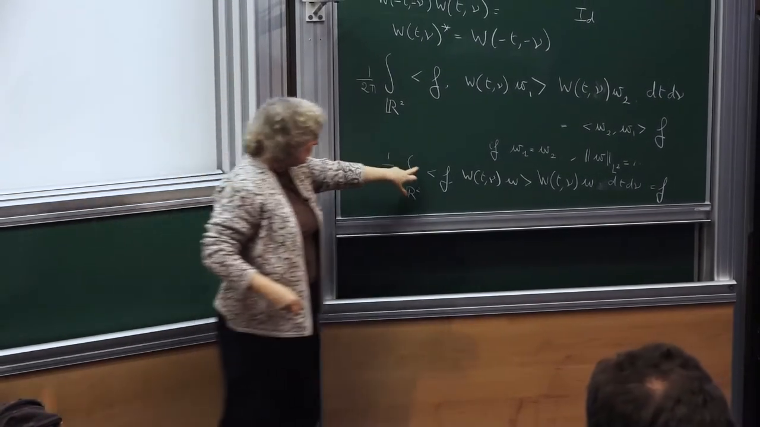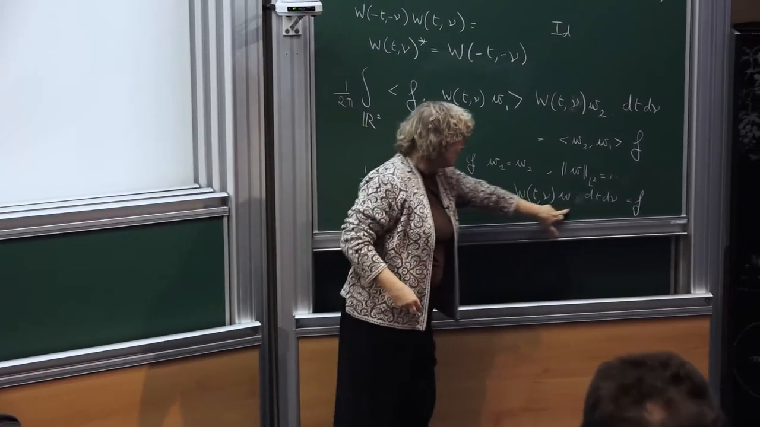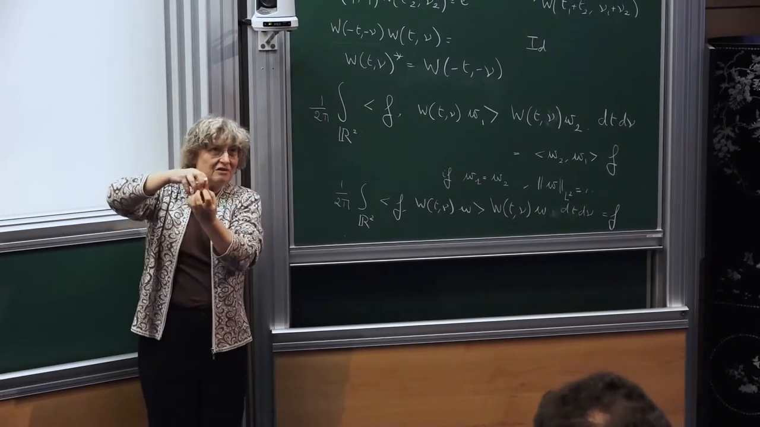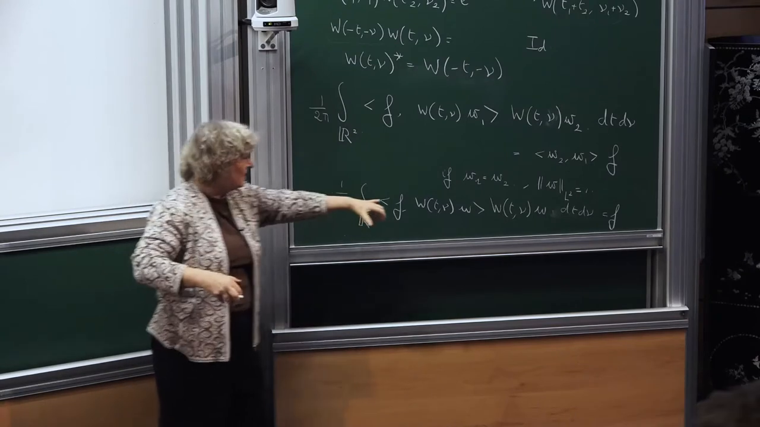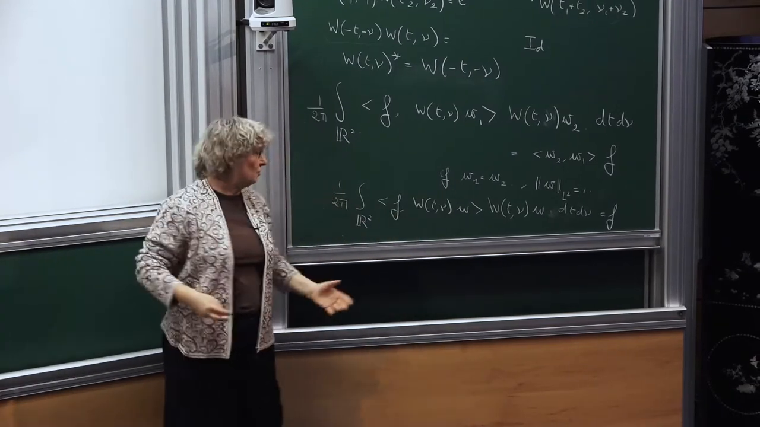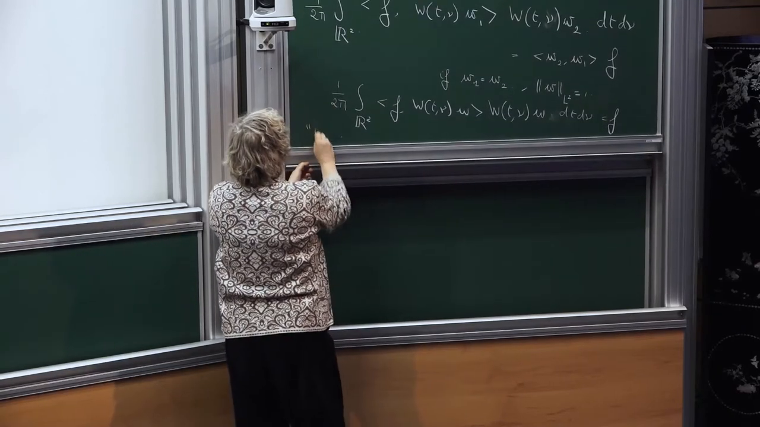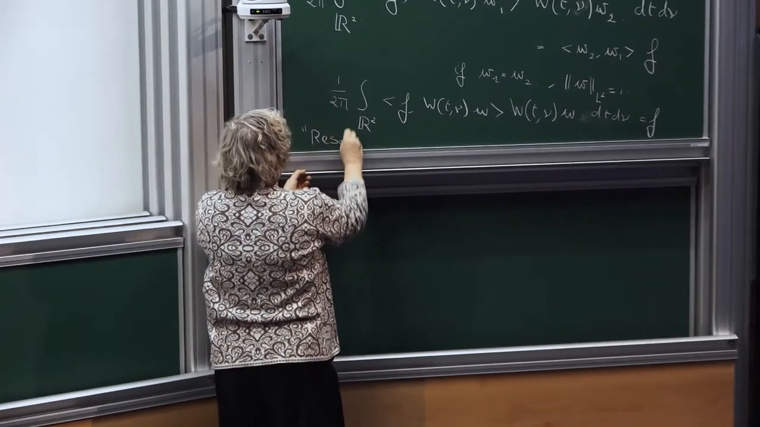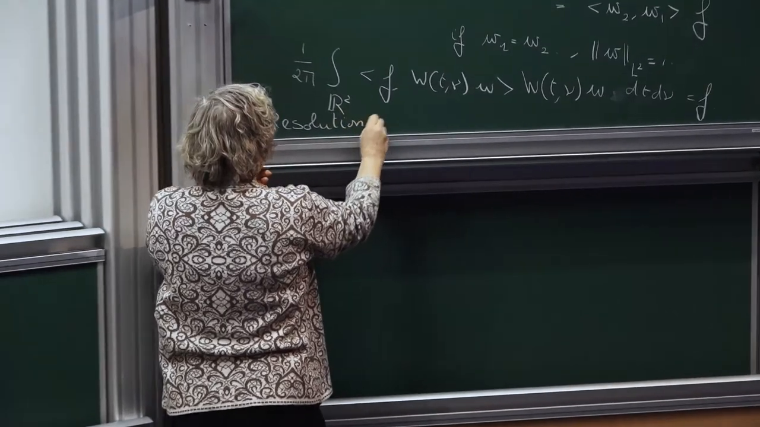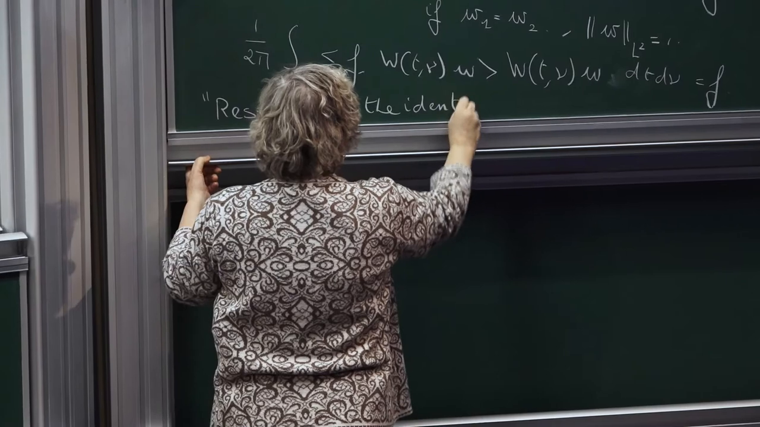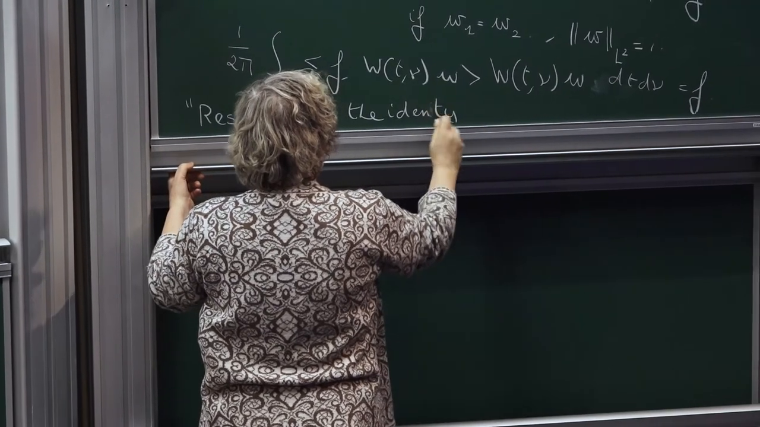So these are all rank one projection operators that localize around different pieces in time frequency space, and the sum of all these gives me the identity operator. So it's sometimes called a resolution of the identity.